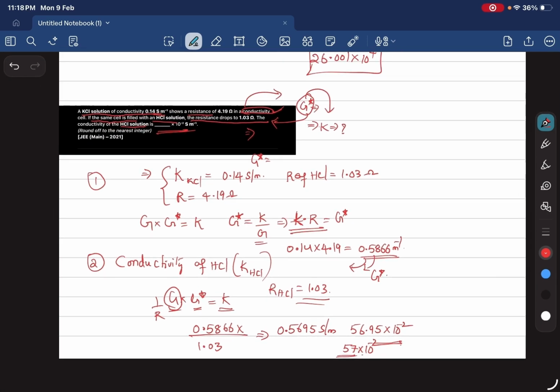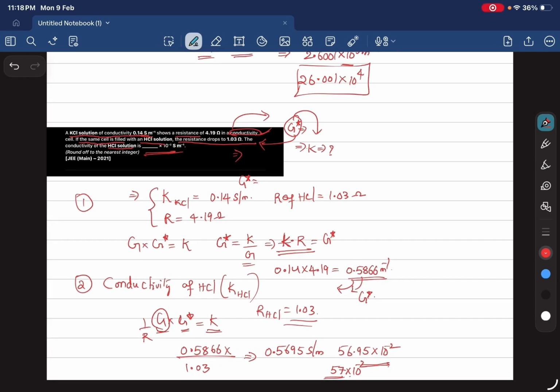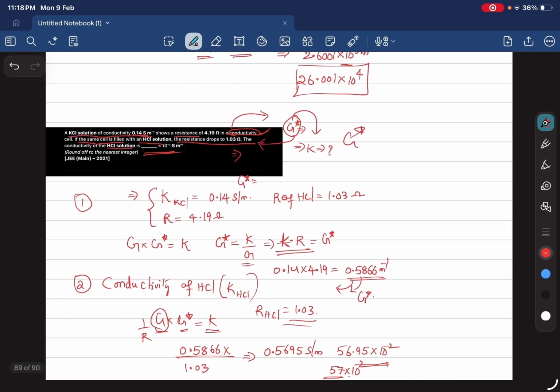Hope it is clear. See, if they give two conditions, calculate the cell constant from the first condition, then substitute that in the second condition to get the respective answer. Hope it is clear.